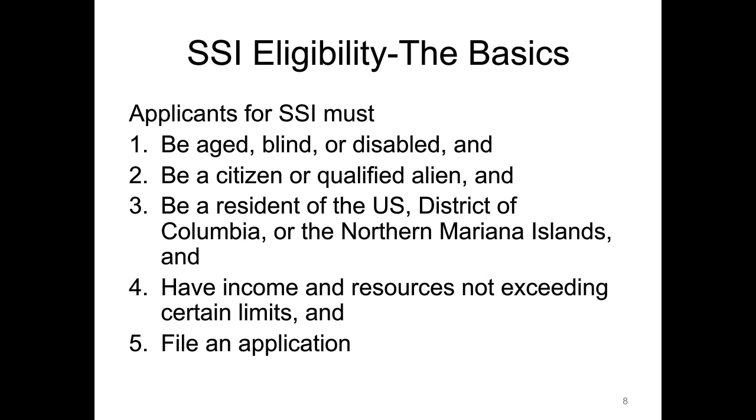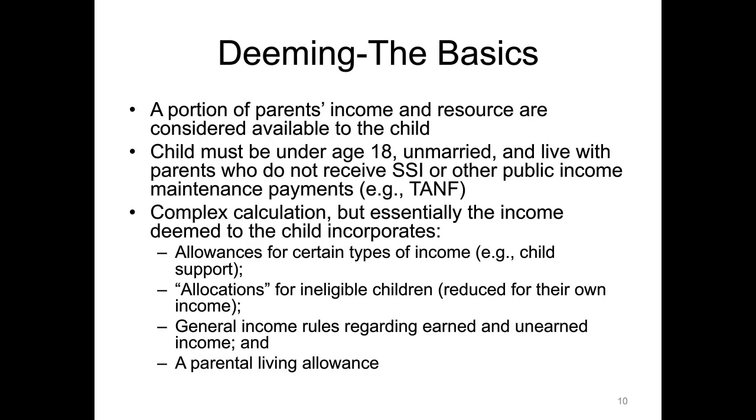One thing that is very important, especially for the SSI transition and youth population, is deeming. And by deeming, I mean that portion of a child's parents' income and resources that are considered available to the child. I'm not going to go over all the aspects of that, but it's a pretty complex calculation, but there are allowances for different types of income. There are allocations for ineligible children, and there's a parental living allowance. So not all of a parent's income is deemed to a child, but a lot of it is.